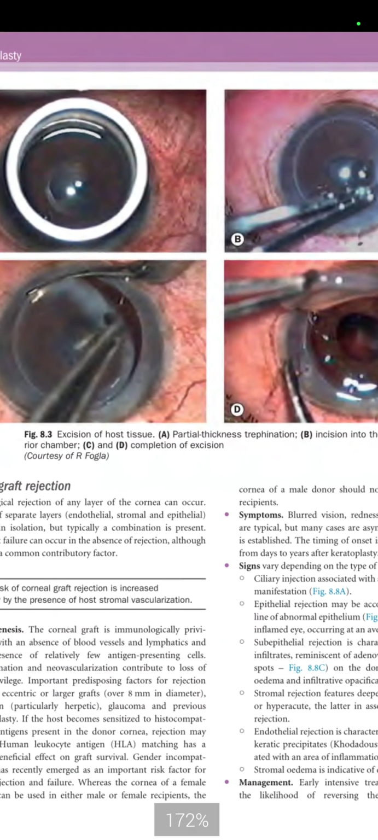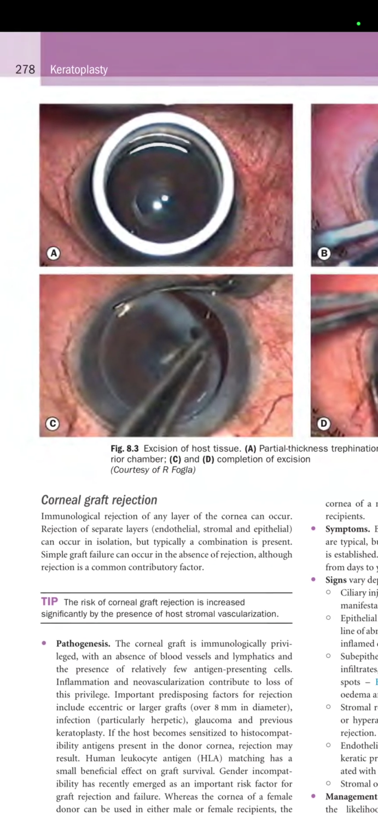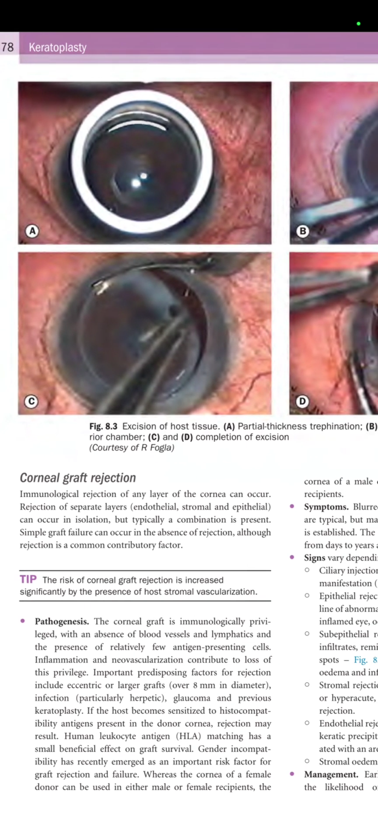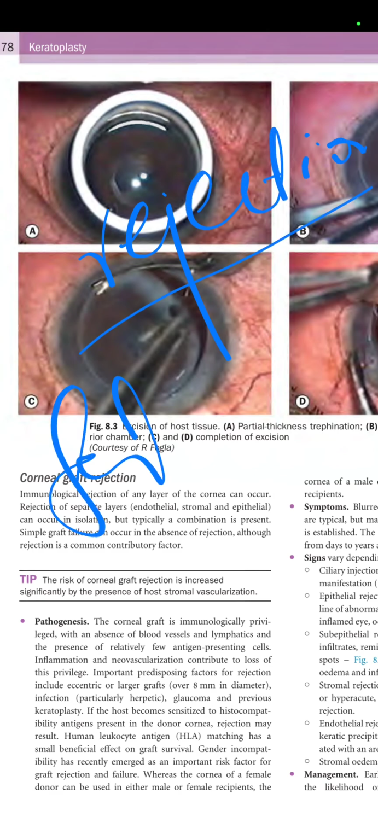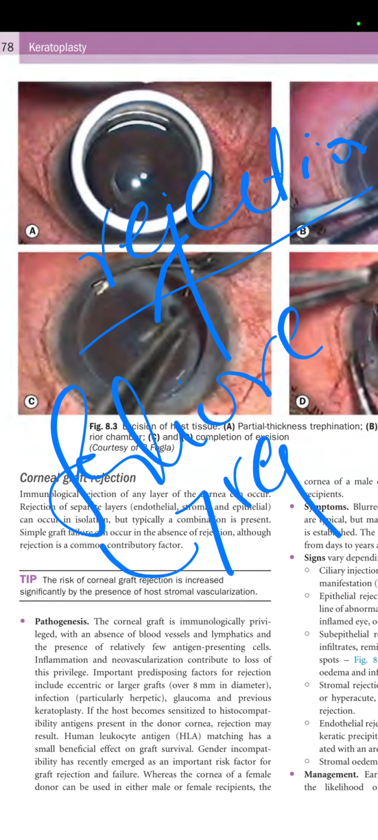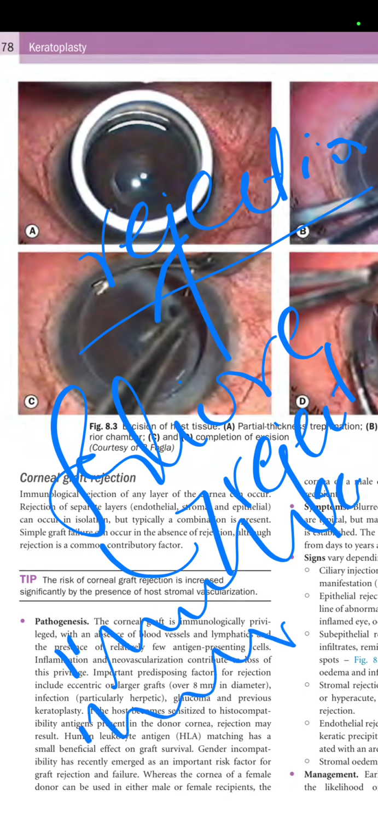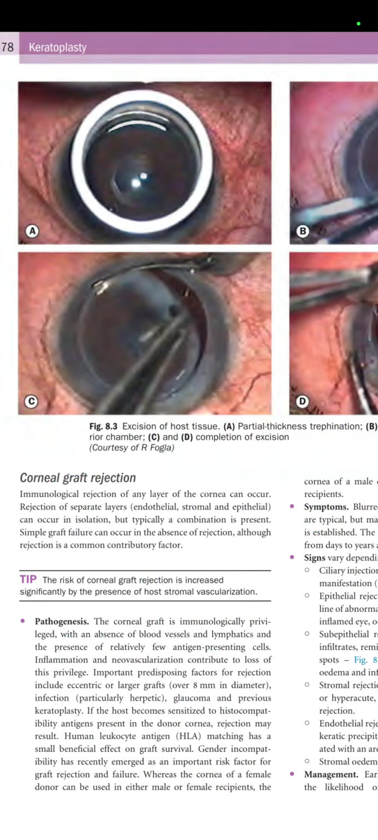So corneal graft rejection. What is rejection? There is a difference between rejection and failure. One thing you have to remember is what is rejection and what is failure. Failure can be due to rejection as well. Rejection is basically an immunological process in which immune-mediated factors cause rejection of the cornea, whereas failure of the graft means that the graft can fail due to a number of reasons.